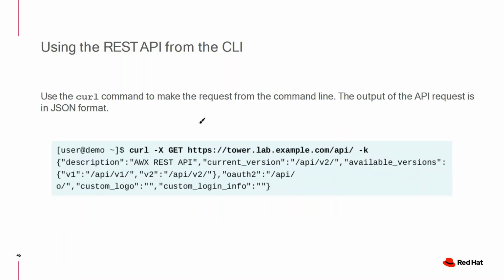Using the REST API from the CLI, the command line interface, use the curl command to make the request from the command line. The output of the API request is in JSON, JavaScript Object Notation. Here is an example. You can use curl with the -X flag GET https://tower.lab.example.com/api/ with -k. You will find information. This is the description: AWX REST API, current version API version 2, available versions version 1 and 2, and authentication, OAuth 2 API. It will show the details.